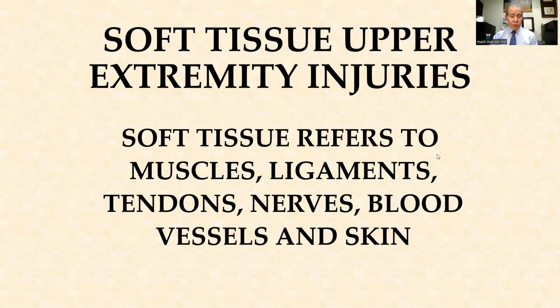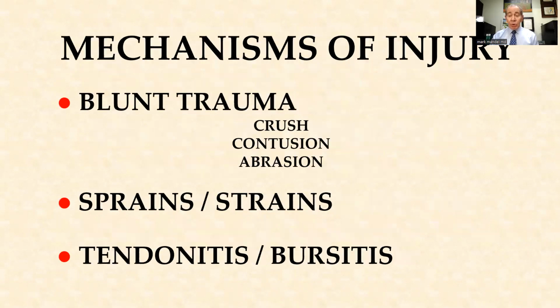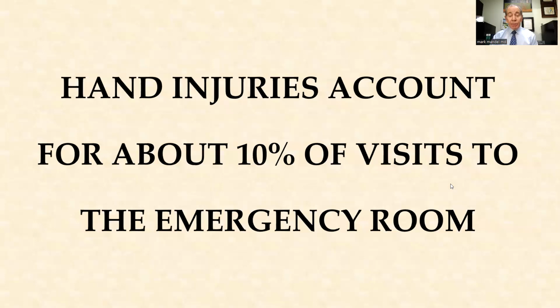Those, of course, include muscles, ligaments, tendons, nerves, bone, vessels, and skin. I'm not going to talk about fractures. Most of these injuries occur from blunt trauma, crush, contusions, abrasions. I'm also going to explain the difference between a sprain and strain, tendonitis and bursitis, which is sometimes misunderstood.